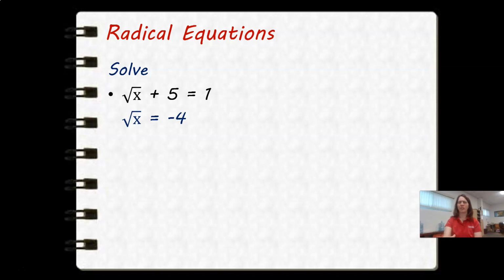So why is my answer not working? Why is this called one of those extraneous solutions? Because there is no answer on this problem. If you remember, square roots are not equal to negative numbers. Anytime that I take the square root of something, we always give the positive answer.